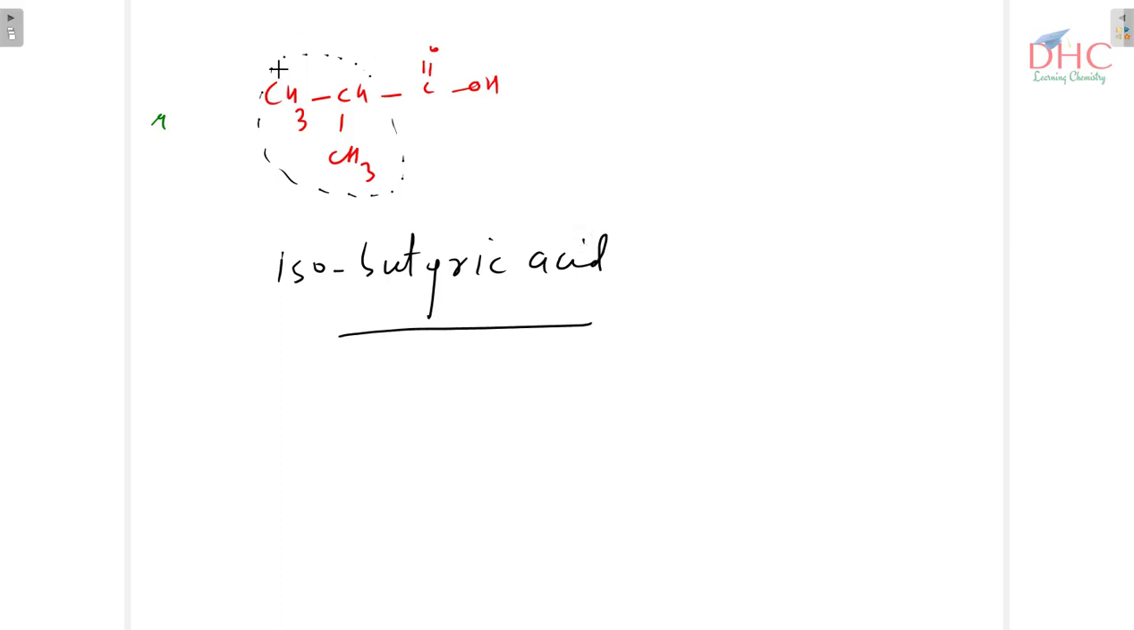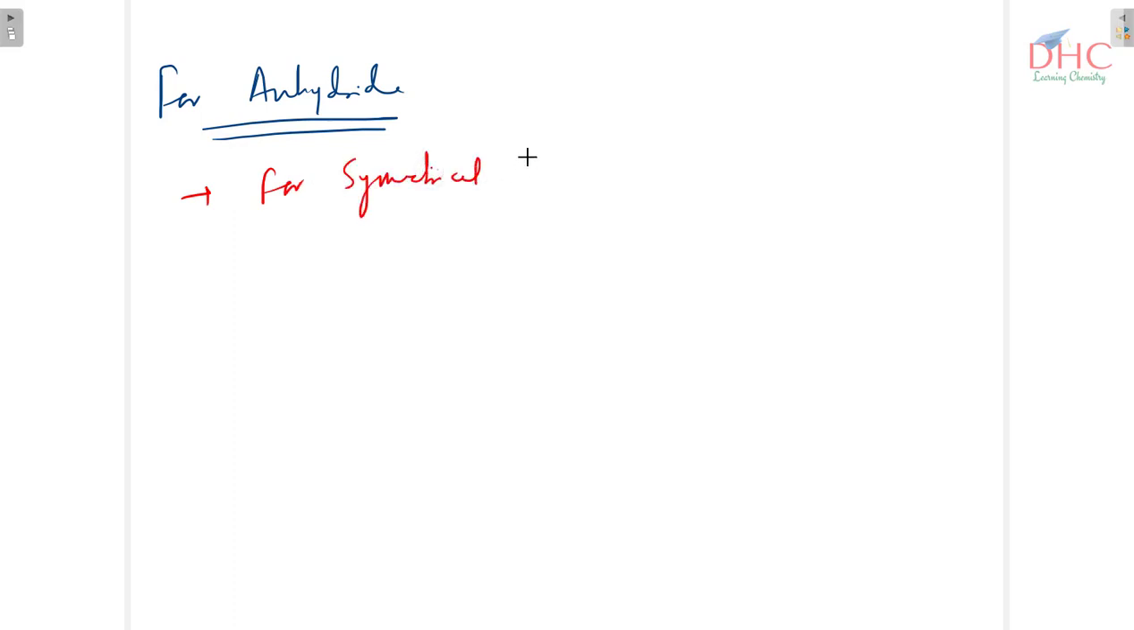Why there is iso? Because this is the fragment. At carbon number 2 there is methyl group, so it becomes iso, so we have isobutyric acid. Similarly, now we will be moving on to anhydrides. So let's talk of anhydrides first. For anhydrides, if the molecule is symmetrical, for symmetrical molecules, count carbons.